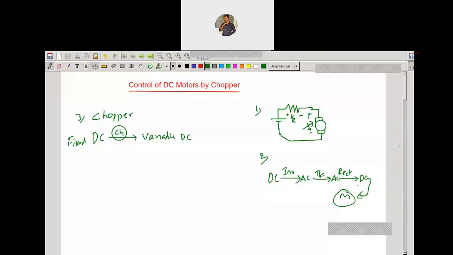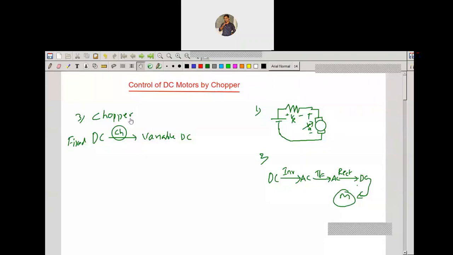Now this method, that is, controlling the variable DC by using the chopper, is going to be more economical, and you're going to have more advantages, right? You can consider the chopper as a DC equivalent of an AC transformer. Why? Because you can step up this DC voltage, or you can step down this DC voltage, based on the type of chopper.